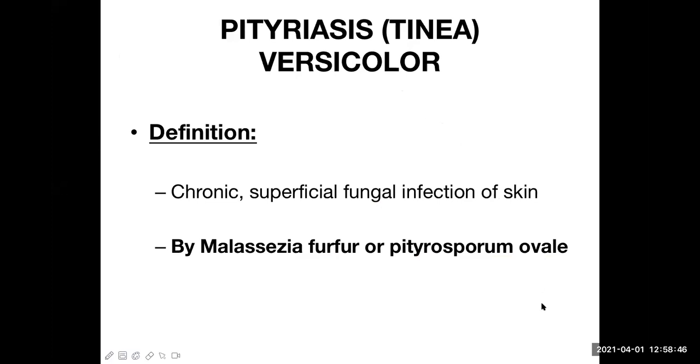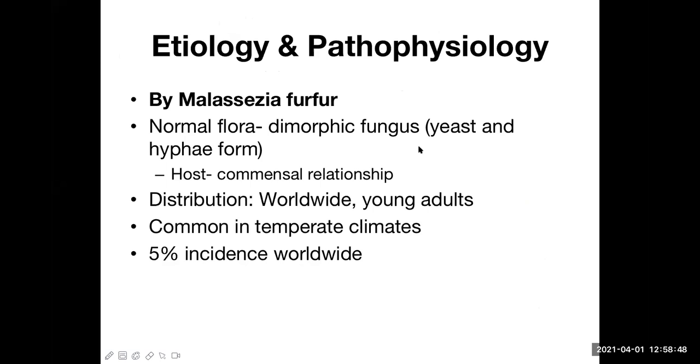Okay, let's move further. Now see here. This Malassezia furfur is a type of dimorphic fungi. The meaning of dimorphic fungi is it can remain in two different forms, yeast form and hyphae or mycelial form. And it is a type of normal flora. So this is a dimorphic fungi which can be found in two forms, yeast and hyphae form, and is a normal flora. Now there is a host commensal relationship in normal flora. We all know that. Okay, so they are not that harmful.